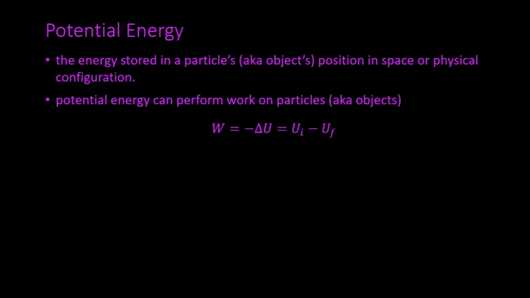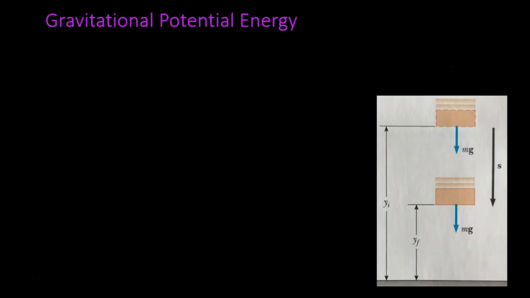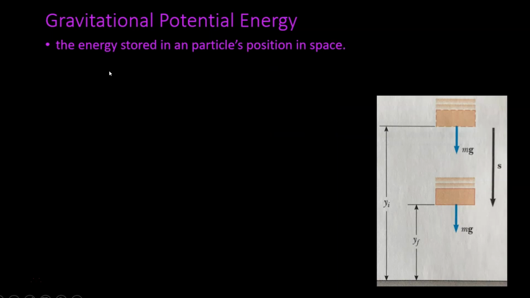As we discussed earlier, there's two types of potential energies. Let's take a closer look at each one. First, we'll look at gravitational potential energy, and this is the energy stored in a particle's position in space. In other words, the particle, no matter where it is in the universe, is going to be in some gravitational field, and it has the potential to move towards that center of the gravitational field. And that means there's energy stored in that space or distance above the center of the gravitational field.